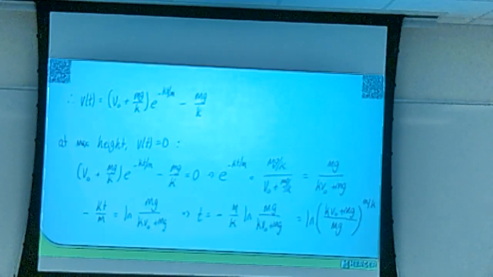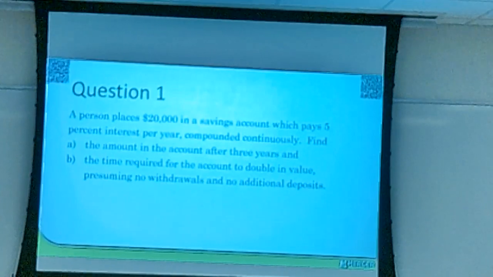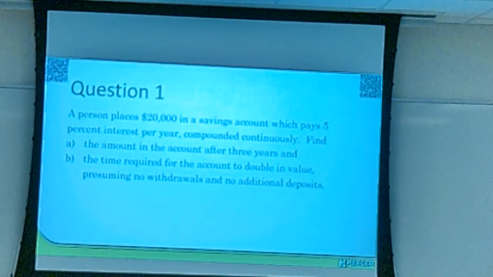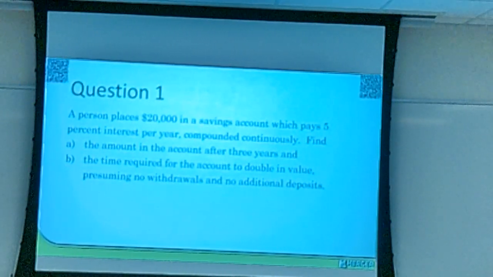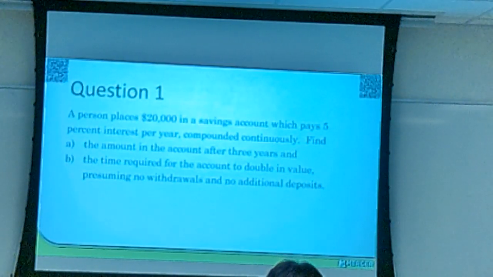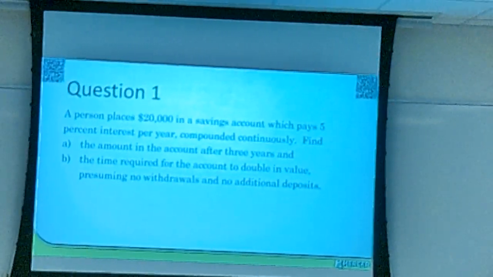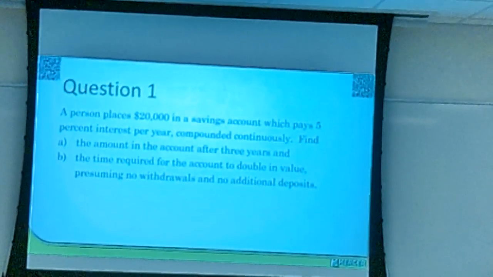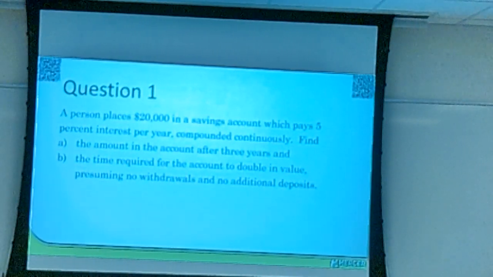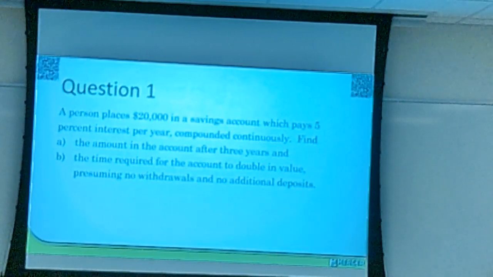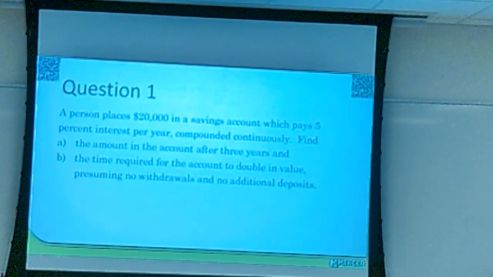Now that the mechanics are out of the way. A person places $20,000 in a savings account, which pays 5% interest per year, compounded continuously. How much is in the account after 3 years? And how much time is required for the account to double in value? All of this is under the assumption that there are no additional deposits or withdrawals.